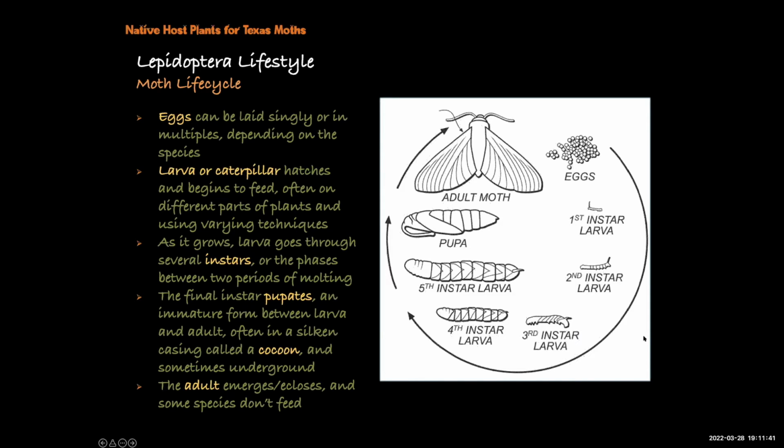The caterpillar or larva goes through what's called different phases called instars, and they actually grow and molt roughly 5 times. There's 5 instars. That final instar actually pupates, which is defined as the immature form between the larva and the adult. And for the moth, it does that in the silken casing called a cocoon, but there are some species that actually pupate underground, and we'll get to that later. When the adult emerges, which is also called the eclosing, some of those adult moths don't feed. Many do, but some don't.